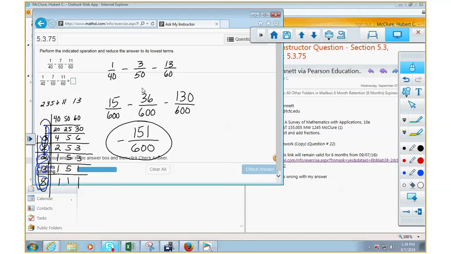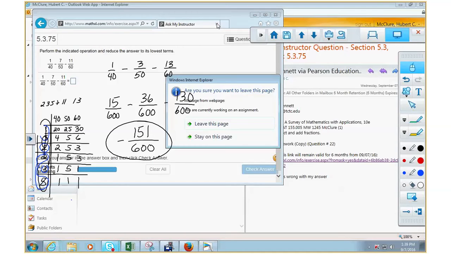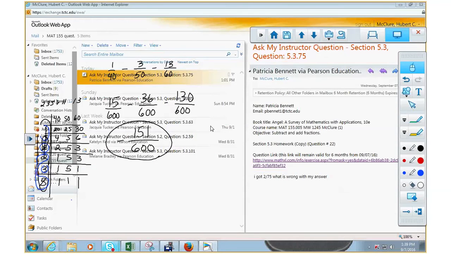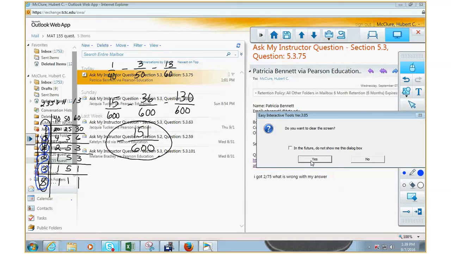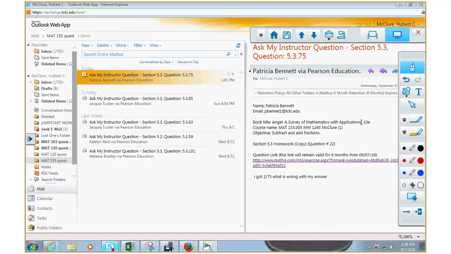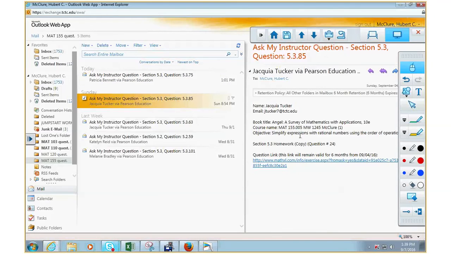All right, try it one more. Try this one. No, I'm not going to do the same denominators. That won't help you. Hold on. We'll pull up another question in just a minute. Remember that number. That's 5.375. Remember that, okay? Or question 22. Let's go ahead and try another one. Let's see. The next one would be 85. This is 5.385, 24.